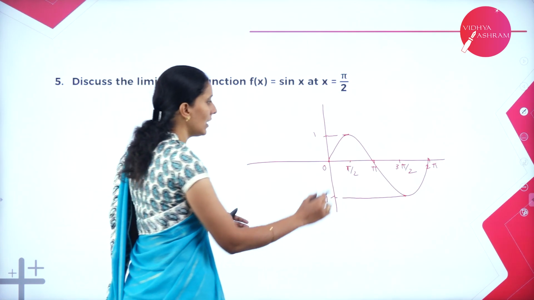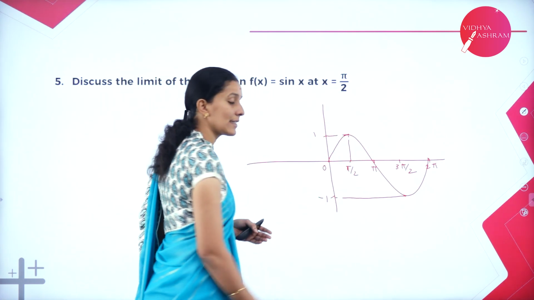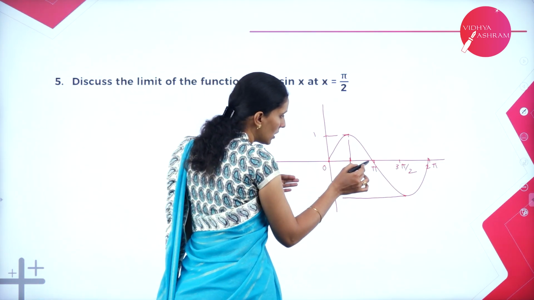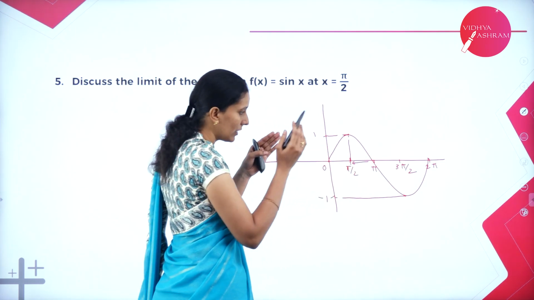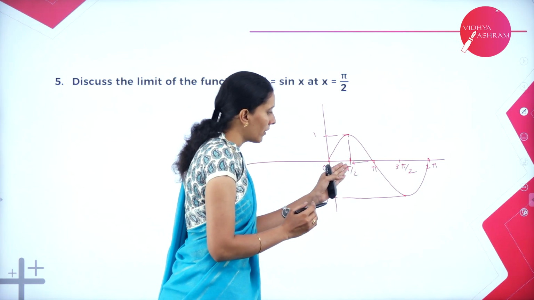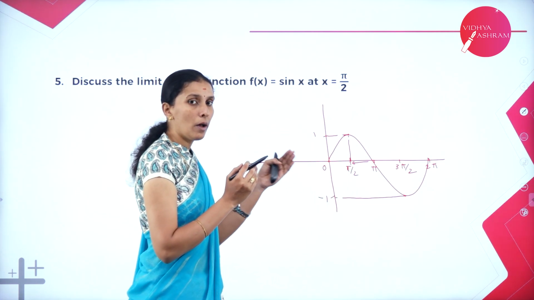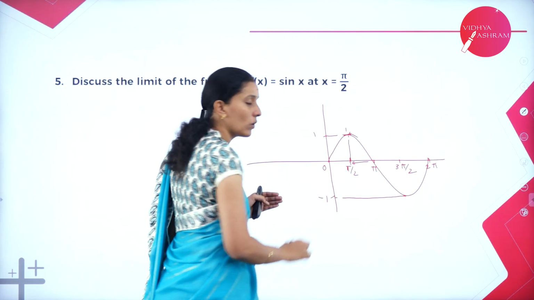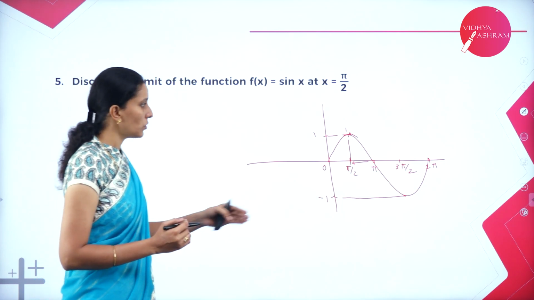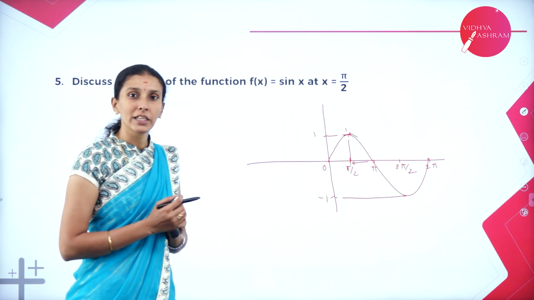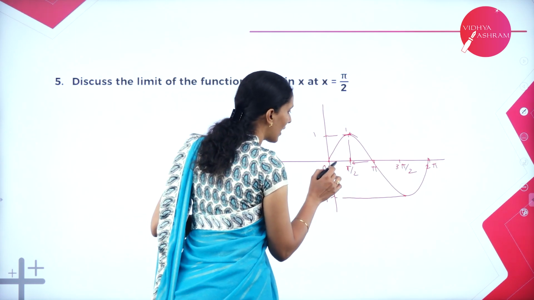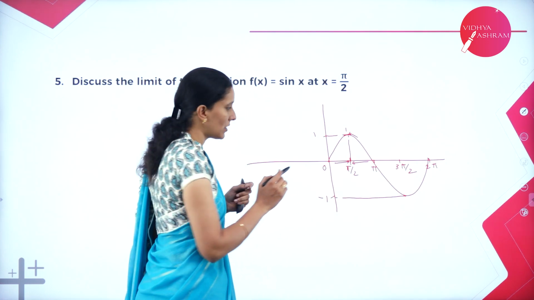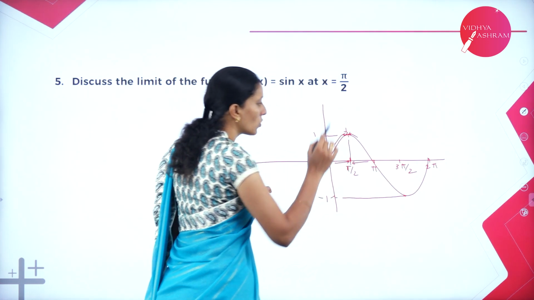Now I have to find the limiting value at the point x is equal to pi by 2. So clearly you can see, from the right side, when you approach with values greater than pi by 2 but very close to pi by 2, the value of the function almost approaches 1. When it comes near to pi by 2, the value of the sine function approaches 1. Similarly, the graph clearly shows that when you approach close to pi by 2 from the left side, the value of the function also goes close to 1.